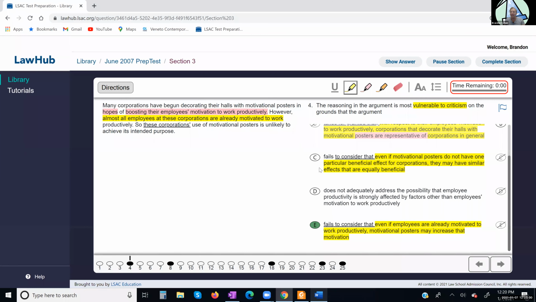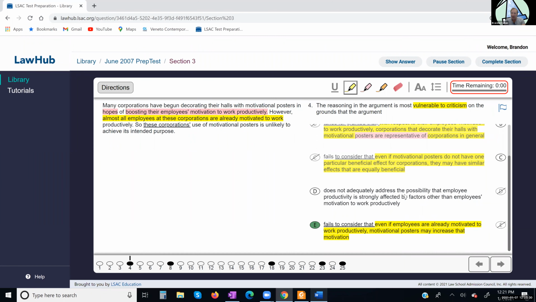So what C is saying is, look, even if you're not going to boost their employees' motivation, maybe you're going to be able to boost productivity. Even if it doesn't boost their motivation to work productively, they will be more productive. That's just one example. C is very generic. They may have similar effects that are equally beneficial. It could be any type, but the problem is the conclusion is all about the purpose, and the purpose was about boosting their motivation. So C would be bringing up other things outside the scope of just the intended purpose.